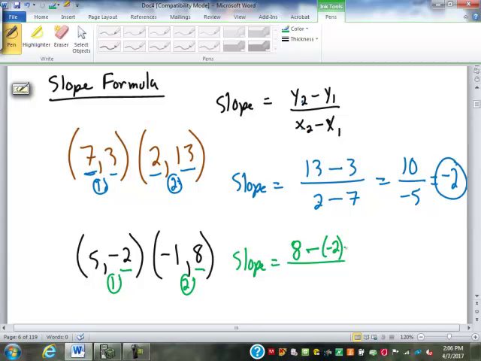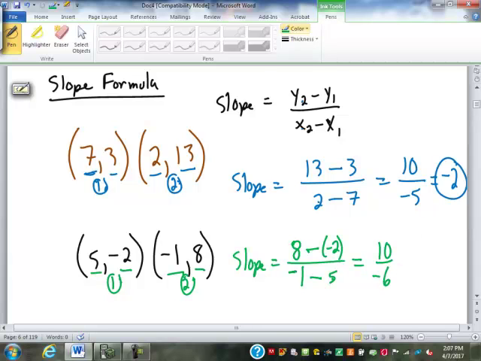Now that does state that is going to be a double negative. 8 minus a negative 2. What is 8 minus a negative 2? 10. Good. On bottom, what's the first number here on bottom? Negative 1. Good. It's x2. That's point 2, the x-coordinate. Then minus, what's our next number? 5. Good. That's x1, so it's point 1, the x-coordinate. What is negative 1 minus 5?